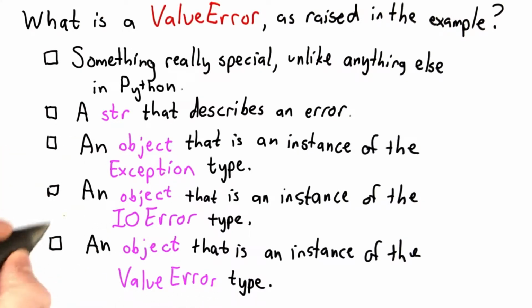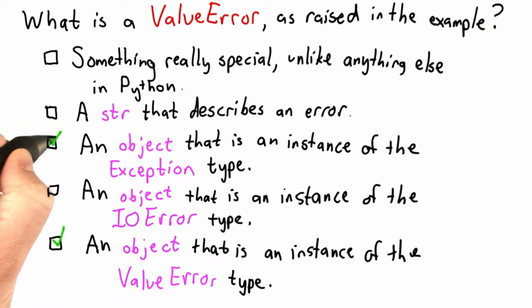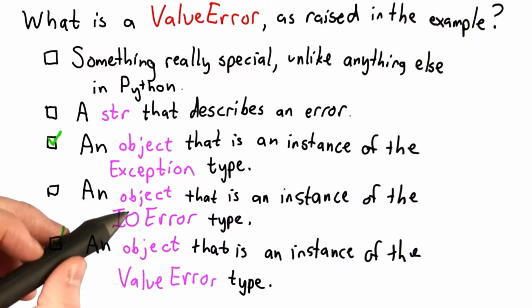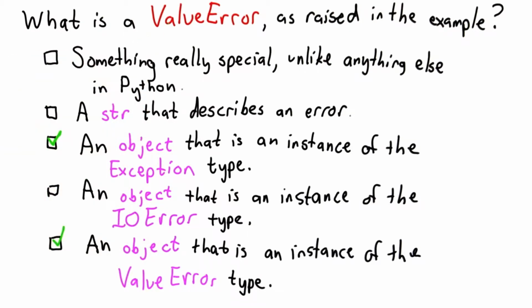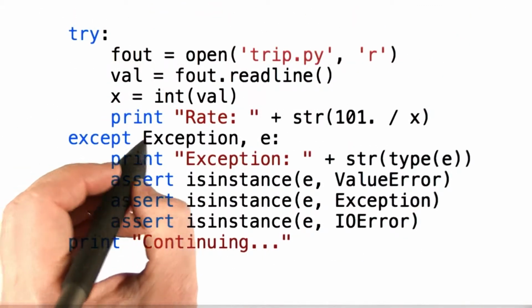Well, it's a value error. So certainly the last one is correct, that it's an instance of the value error type. Value error is a subtype of exception, so it's also an instance of the exception type. It's not an instance of the IO error type, and that's why the except handler for IO error didn't handle the value error.